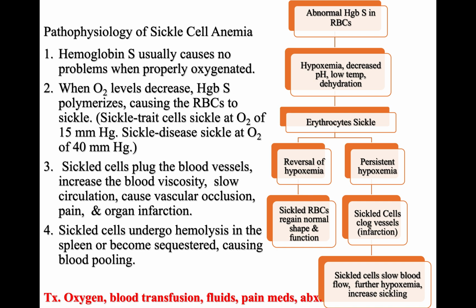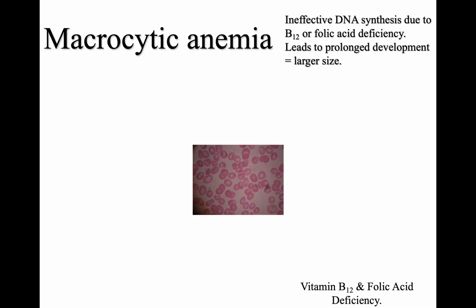Pathophysiology of sickle cell: abnormal hemoglobin S in the red cell, which causes hypoxemia, decreased pH, low temperature, dehydration. Erythrocytes sickle, meaning they become the half moons. With persistent hypoxemia, sickled red blood cells regain normal shape and function if they go through compensatory mechanisms, or they clog vessels and they cause infarction. To treat, we have to give them oxygen. They need blood transfusions with normal blood, fluids to help with the dehydration, plasma, and so forth. So it's a devastating, horrible illness, and the biggest problem is the pain.